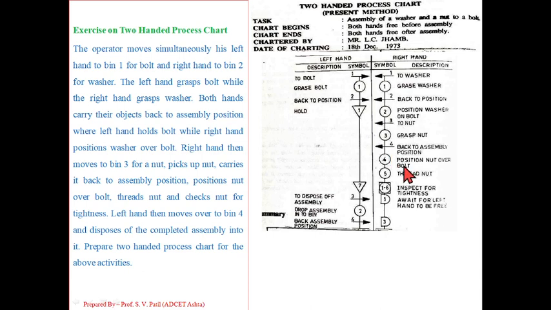Now the right hand will position the nut over the bolt. In the description it carries it back to the assembly position, then positions the nut over the bolt, which is indicated here. Then it threads the nut and checks the nut for tightness. So there is a rotary motion given to the nut, and the threading operation is indicated here.